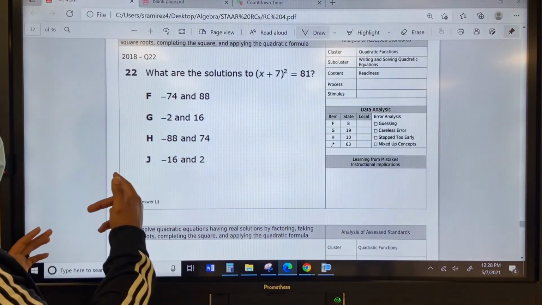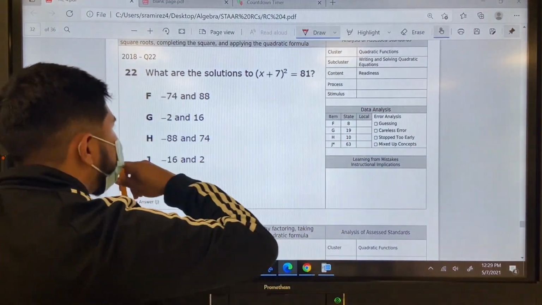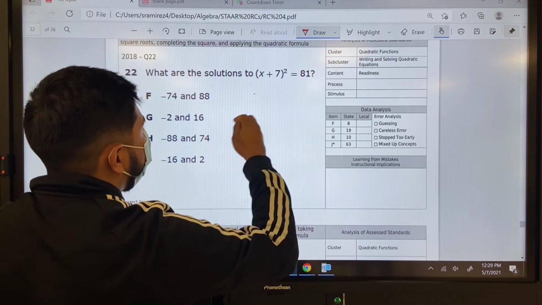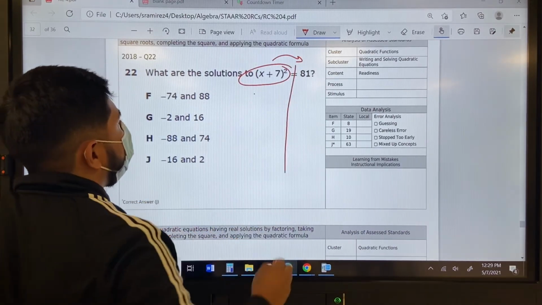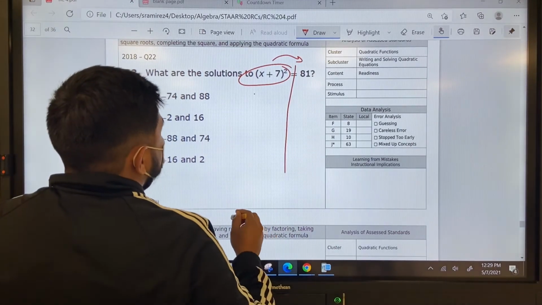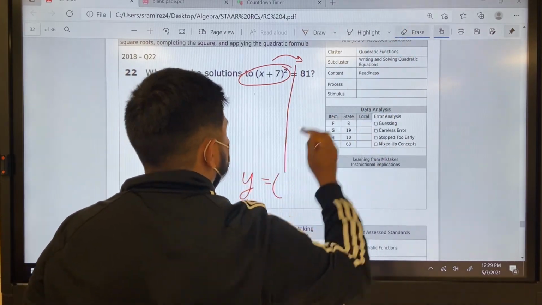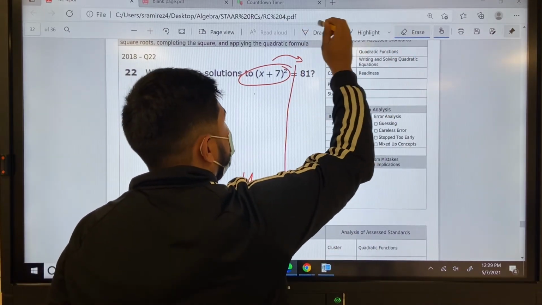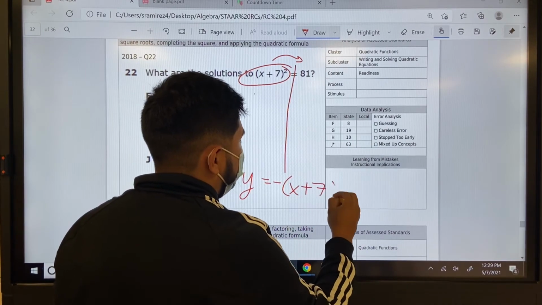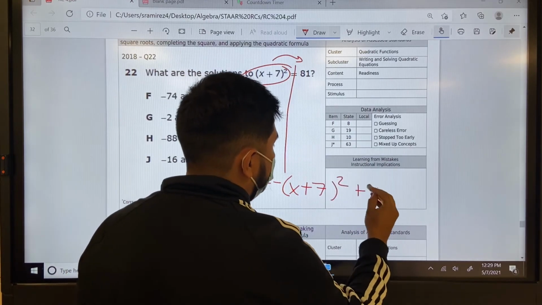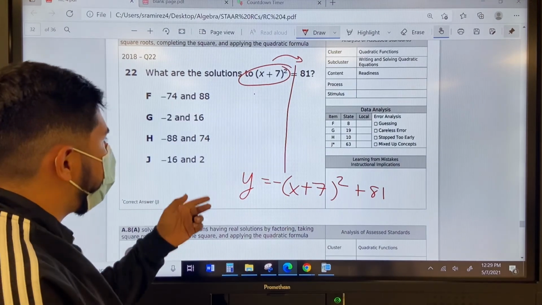Same thing here. I need it as y equals or 0 equals. I could even throw this whole thing over there. So I got y equals negative (x plus 7) squared plus 81. Put all this in there, press graph, and we'll see what the answer is.